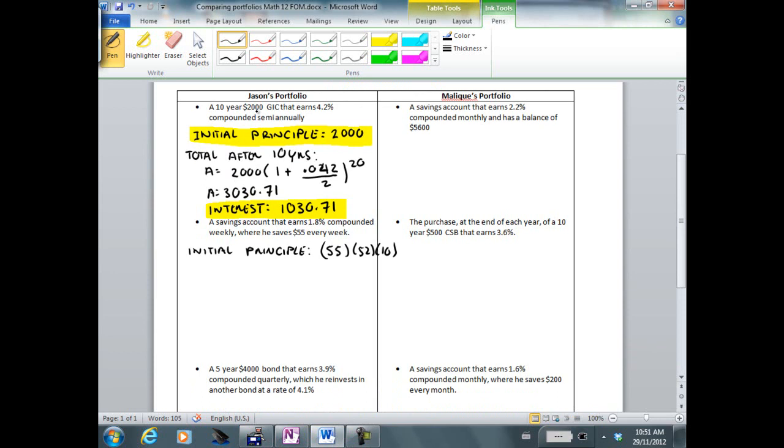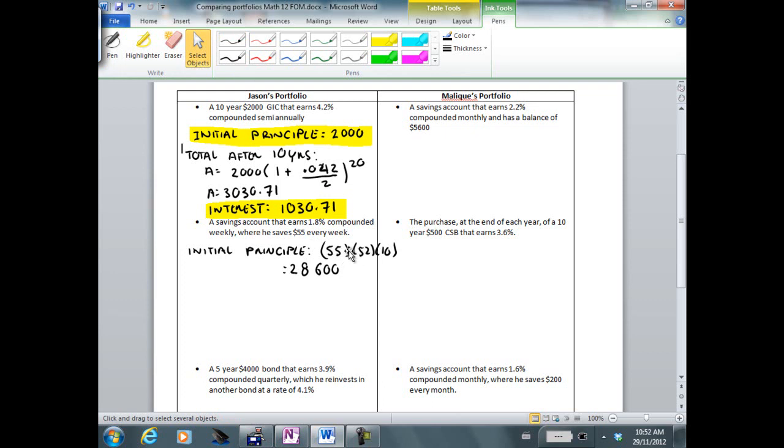Because for number 1, I'm only putting in 2,000 total. How do you know it's 2,000 total? Because I said a 10-year $2,000. I didn't say 10-year, every year 2,000. That's why. Okay, so 28,600. Let's write down 28,600. That's the part T formula, right? No. This initial principal is basically, I take $55 and multiply by 52, because every week I put in $55.